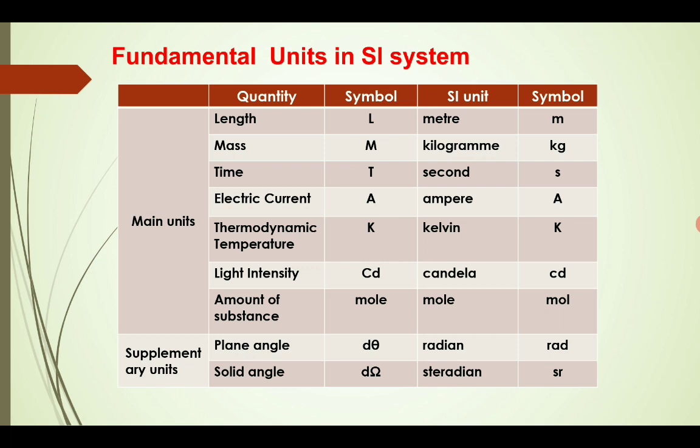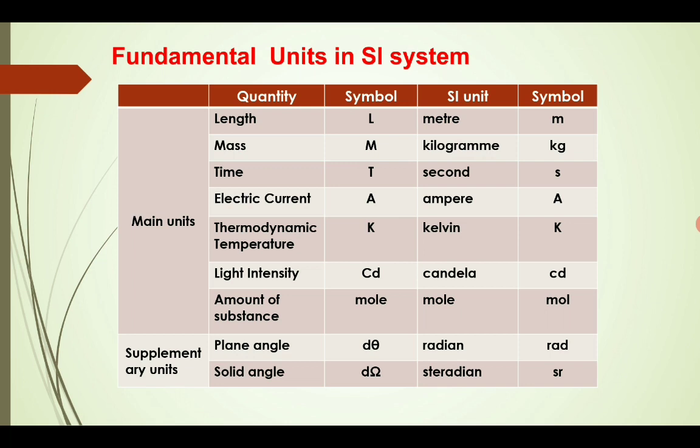For time we have the symbol T. SI unit is second, symbol is s. For electric current it is ampere and the symbol is A, and the symbol for SI unit is again A.